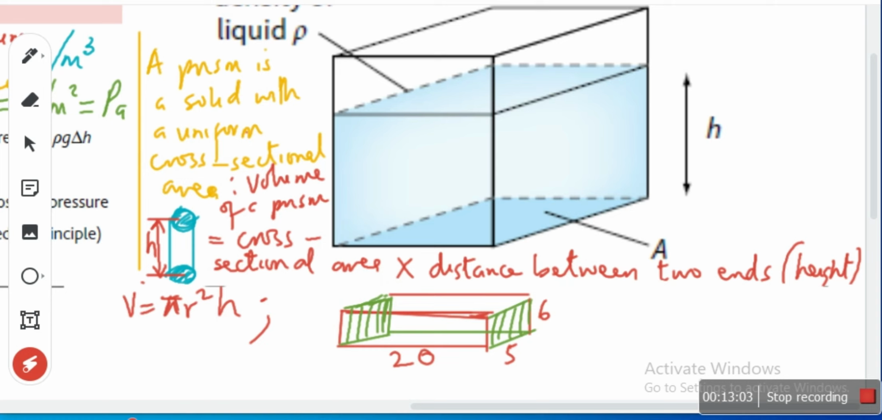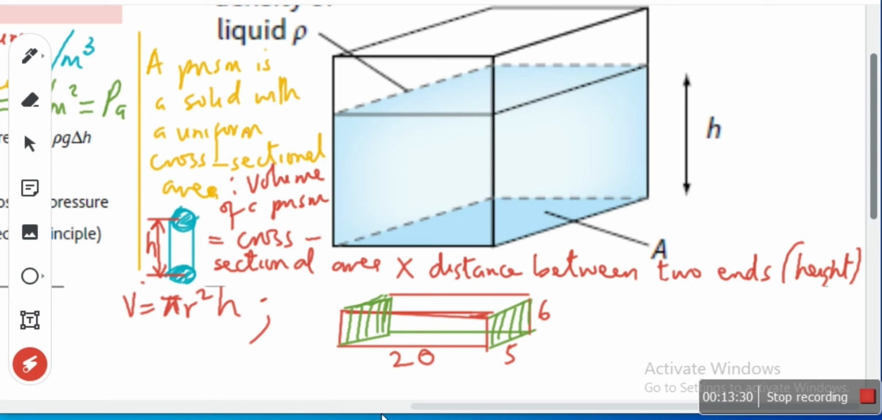So that's volume. When I say height, I don't necessarily mean a vertical height. I simply mean the distance between the cross sections. Did you get that? This cross section and the other cross section is what you use as your height. But the general formula for the volume of a prism is what? Read out what I wrote in red. Volume of a prism is cross-sectional area times the distance between two ends, which you can call height.